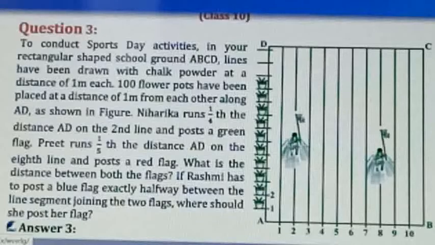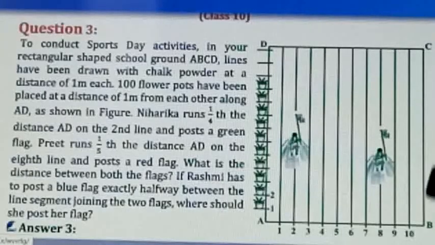Now, Niharika runs 1/4th the distance AD on the second line and posts a green flag. Preet runs 1/5th the distance AD on the 8th line and posts a red flag. Here two members are running, right? What is the distance between both the flags? That's the first question you need to find. Now, if Rashmi has to post a blue flag exactly halfway between the line segment joining the two flags, where should she post her flag? Children, this is the question. Now, I will explain this question.